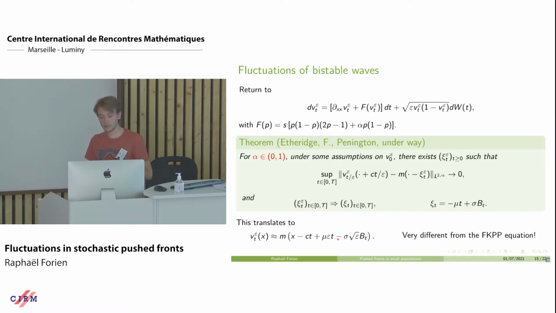So here alpha in 0 means that the equilibrium is bistable? Yes, exactly. It's exactly bistable. So it's always negative near 0 and positive above a certain threshold.